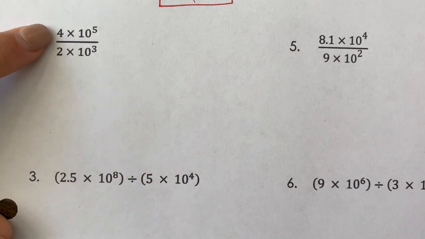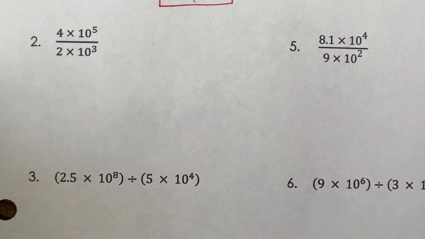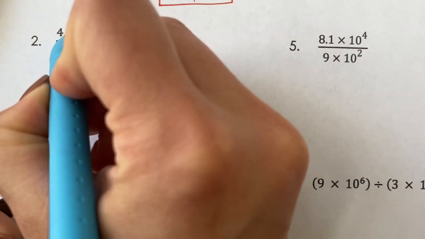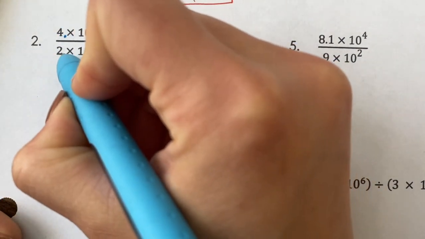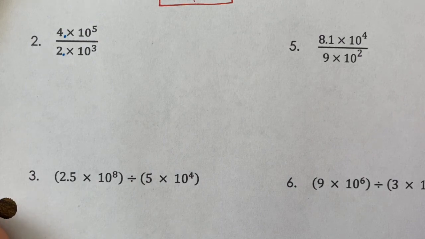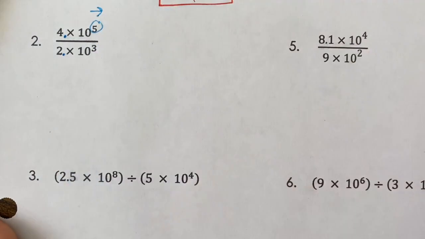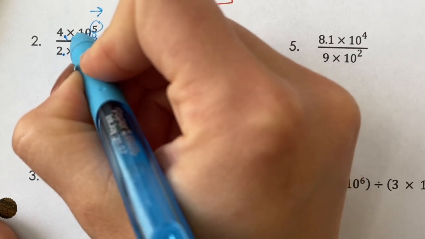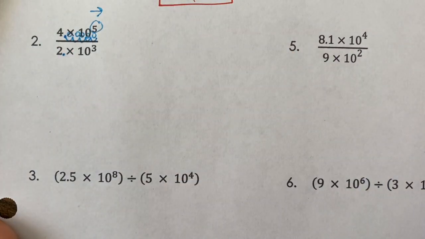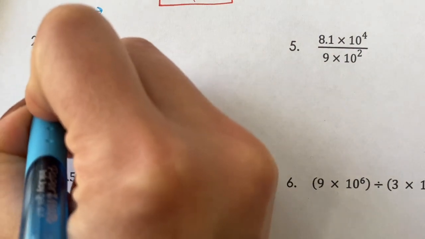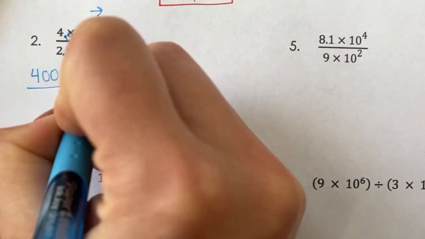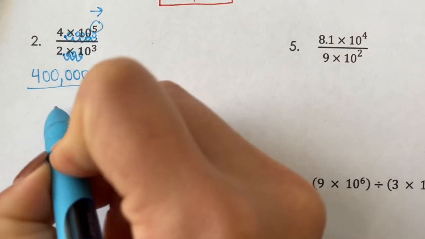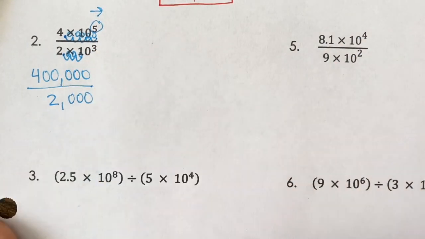All right, so first things first, we need to write these out in standard form. The biggest thing about this one is that you've got to make sure that your decimals are to the right of the number. So we're going to move this decimal 5 to the right. So 1, 2, 3, 4, 5. I mean, you have 5 zeros. So your first number is 400,000 divided by 2,000.